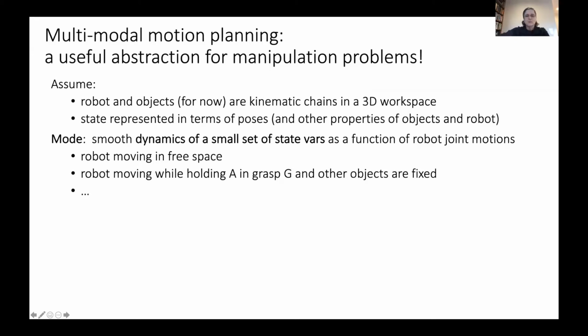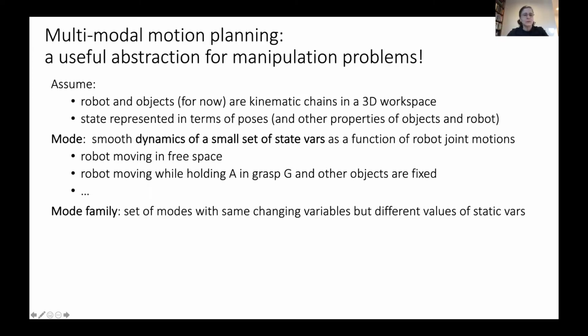So if the robot is moving in free space, then as it changes its joints, it changes only some variables in the world. But if the robot's holding an object and I move now, then I'm not only changing the state variables of the robot, I'm changing the position and orientation of the pencil. So a mode is a smooth set of dynamics, but we can have different modes that we move through. A mode family is a set of modes with the same changing variables, but different values of static variables.